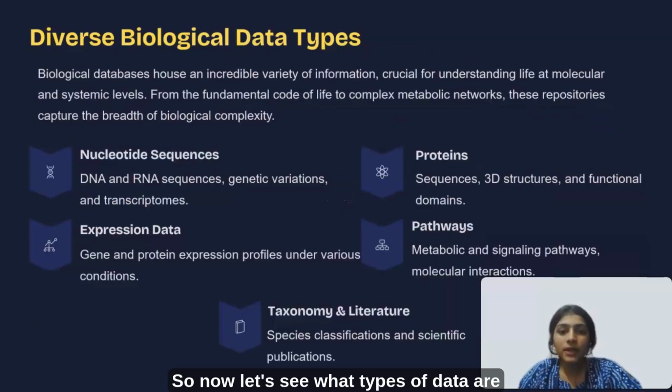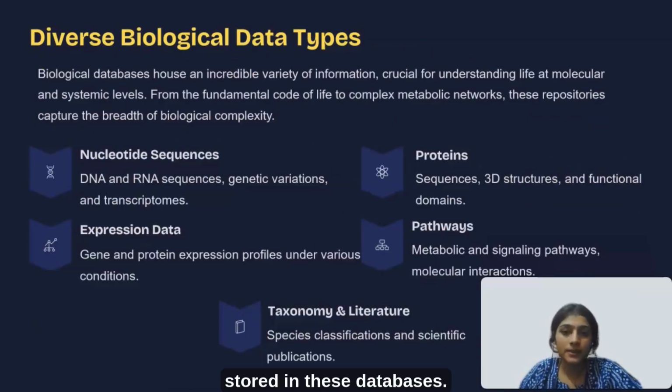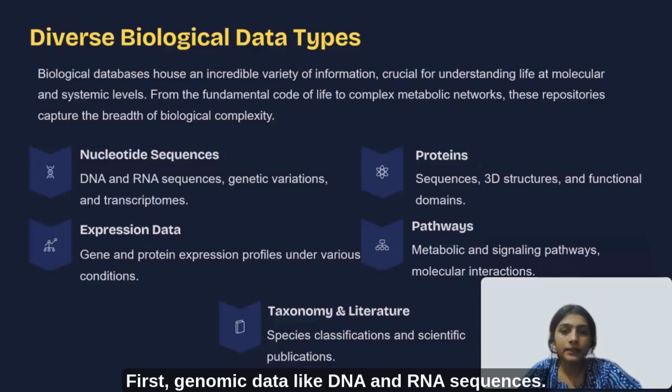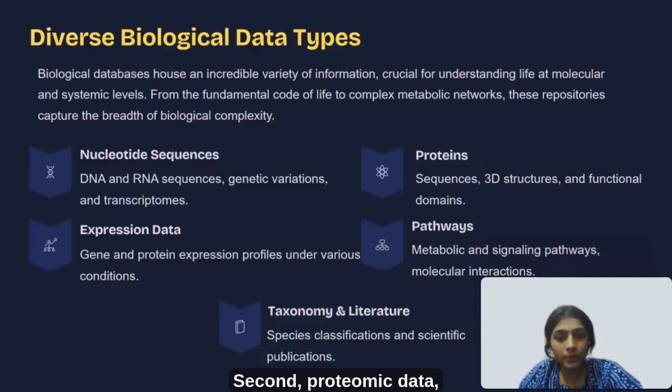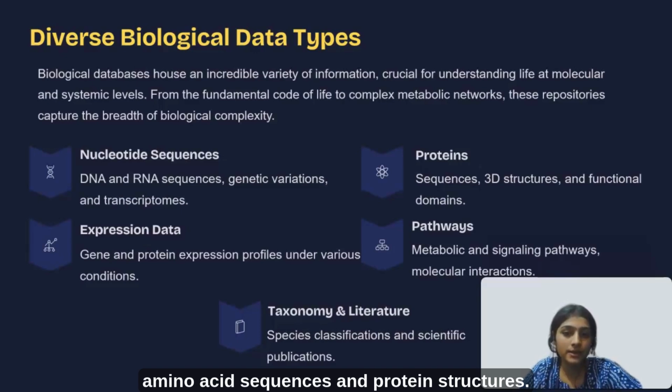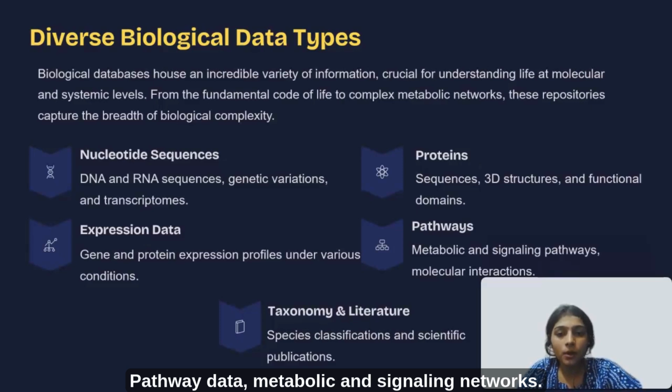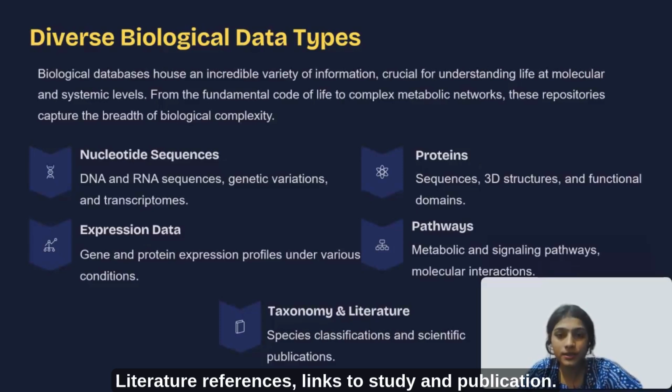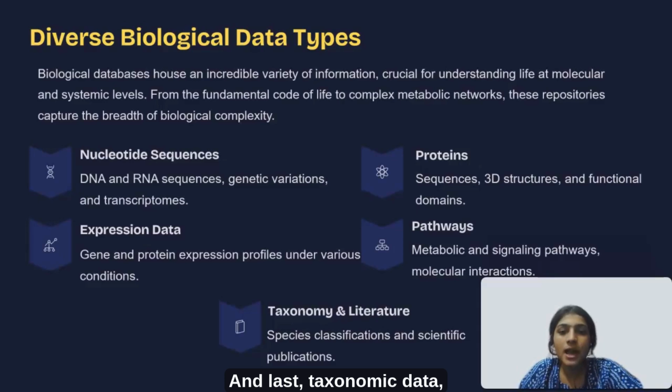So now let's see what types of data are stored in these databases. First, genomic data like DNA and RNA sequences. Second, proteomic data, amino acid sequences and protein structures. Third, pathway data, metabolic and signaling networks. Fourth, literature references, links to studies and publications. And last, taxonomic data, classification of living organisms.